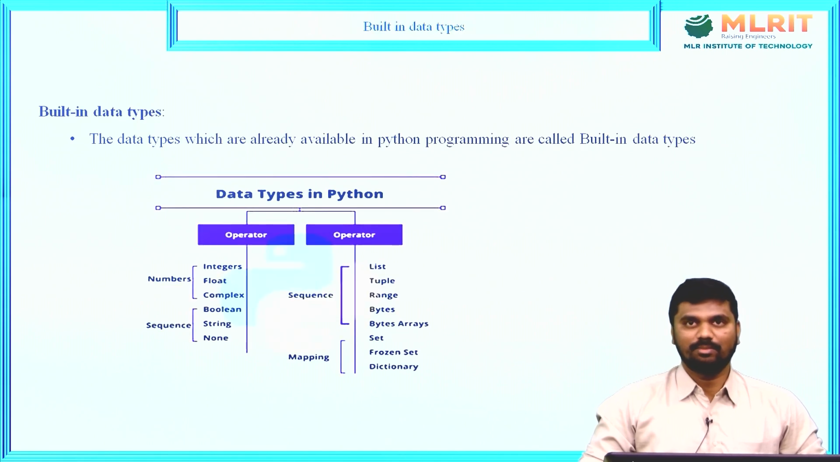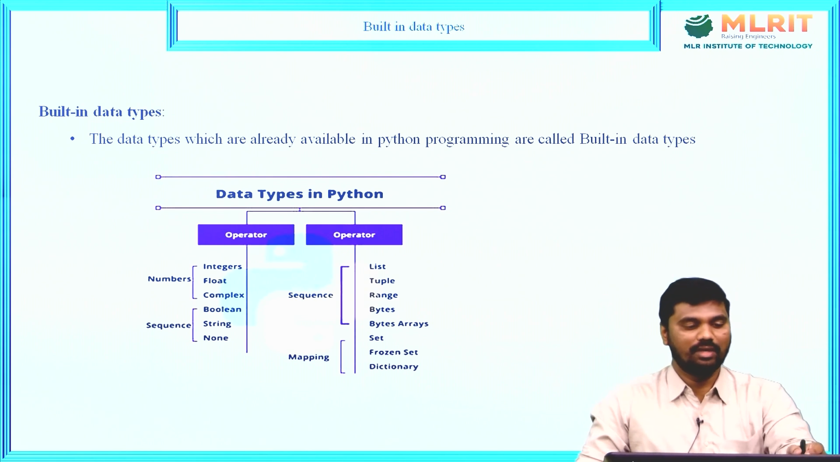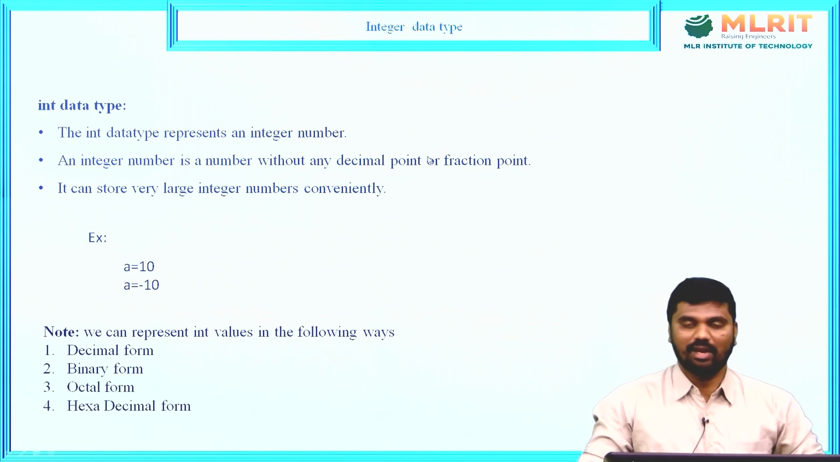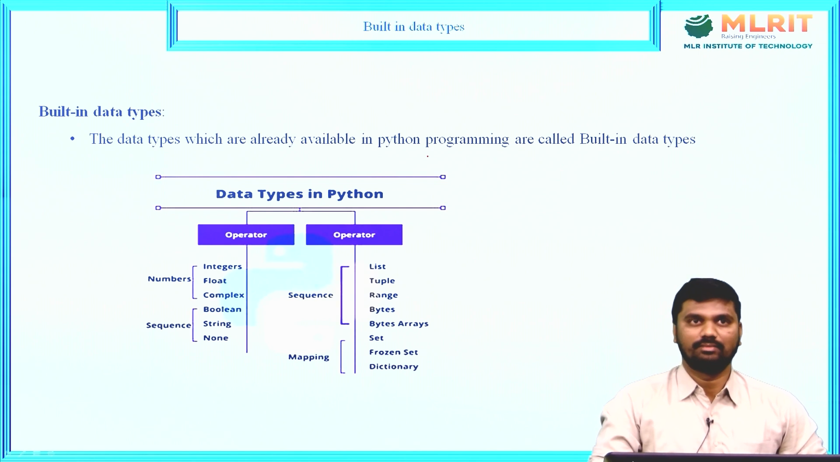Before going to discuss the int data type, what are built-in data types? The built-in data types are the data types which are already available in the Python programming language. That means we have the Python library, and whenever we download the Python software, the library will be included. In that library, the data types will be available. Those data types are called built-in data types.